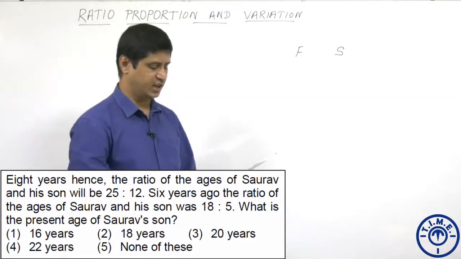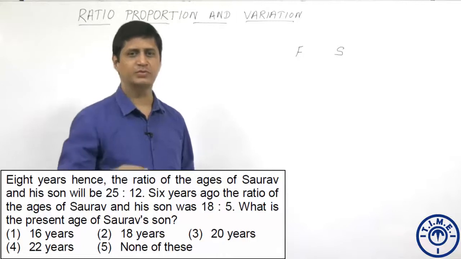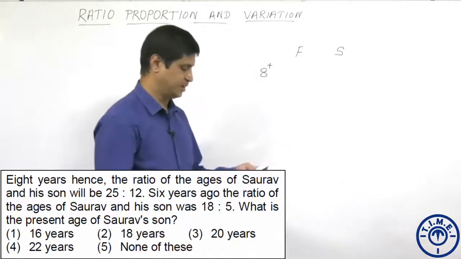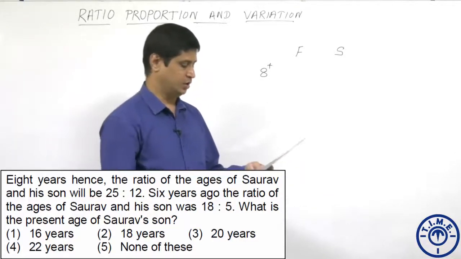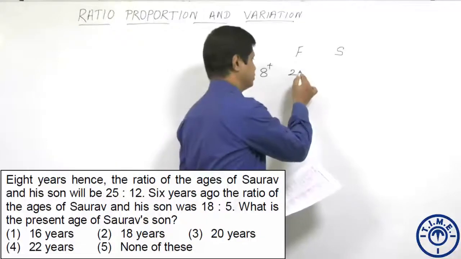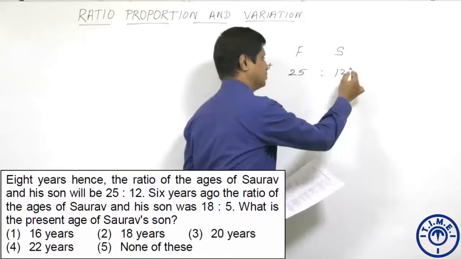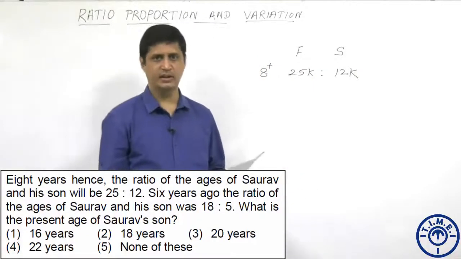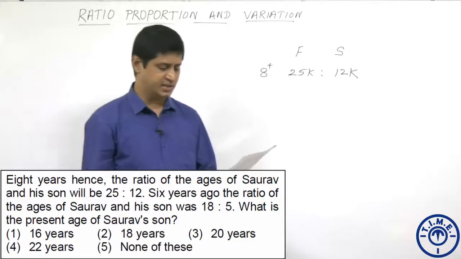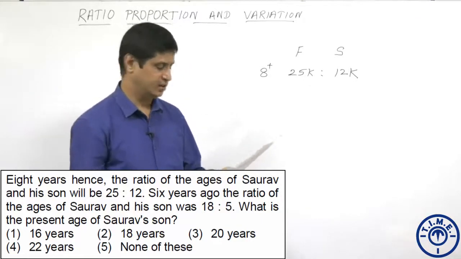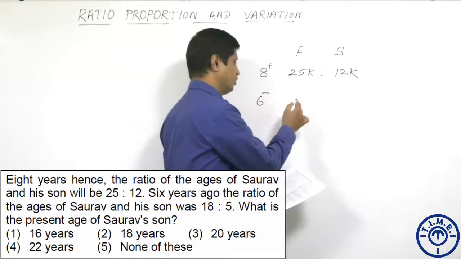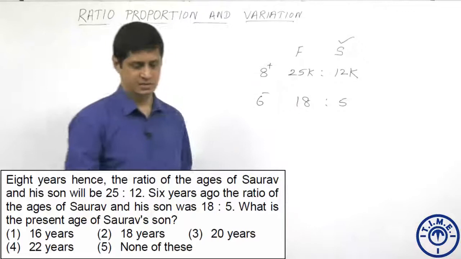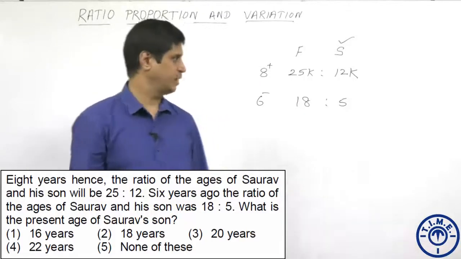What is the first condition? 8 years hence means after 8 years. After 8 years, what will be the ratio? It will be 25:12. Means 12K and 25K are the ages after 8 years. Now 6 years ago, it was 18:5. Then what to find? The age of Saurav's son.